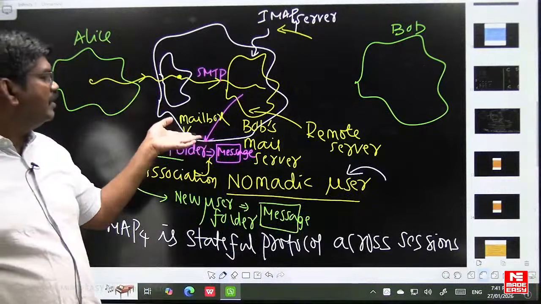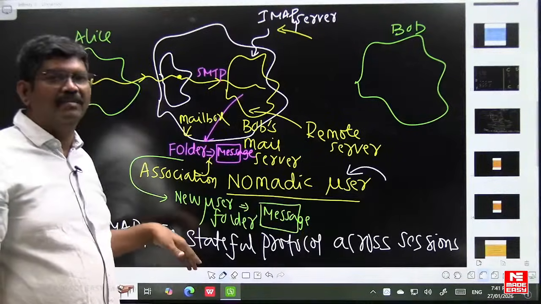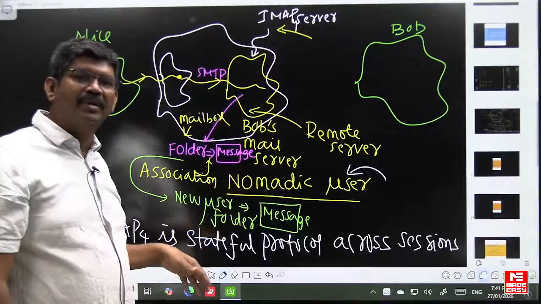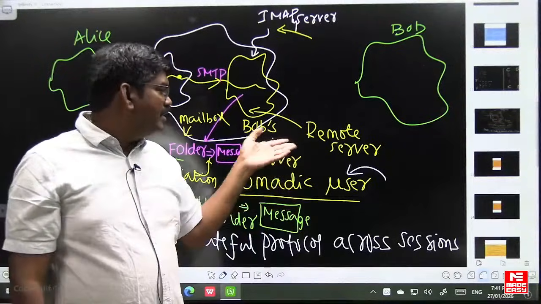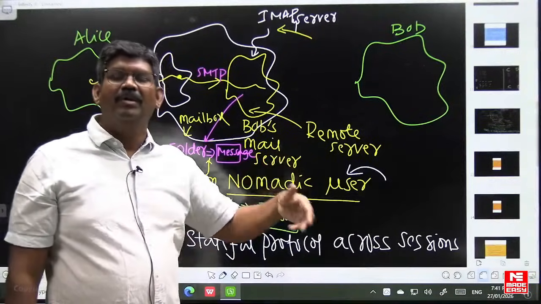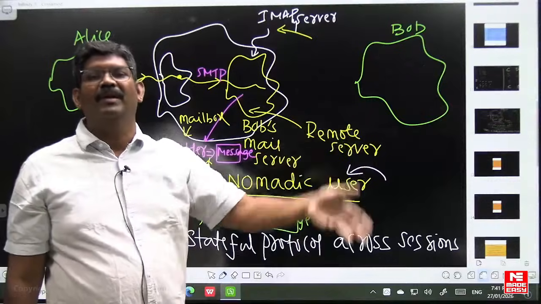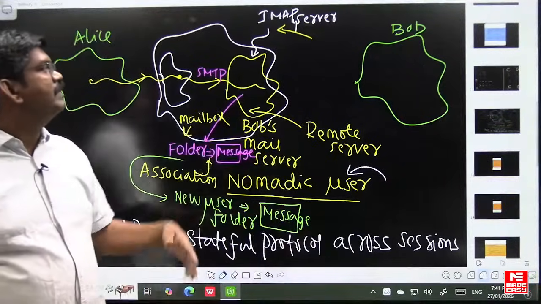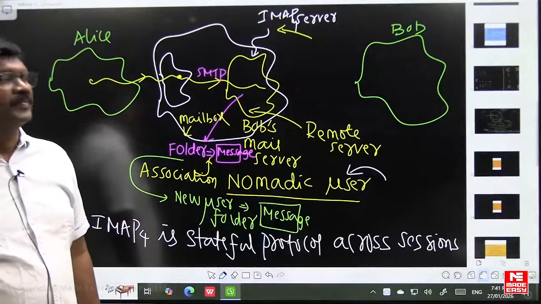If you delete it in one of the folders, it can still be available in the remaining folders. You can also store it on a remote server. And these days, this is how we are able to access mails on multiple devices, using the IMAP4 concept only.